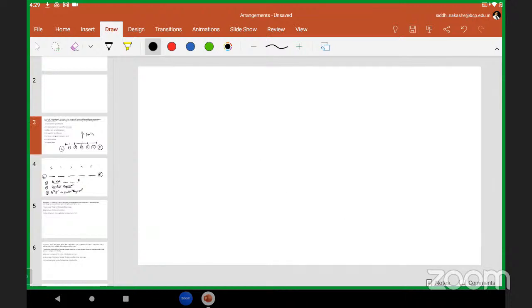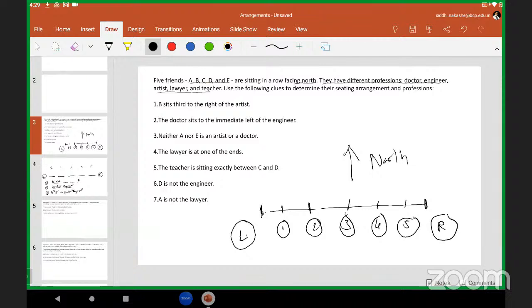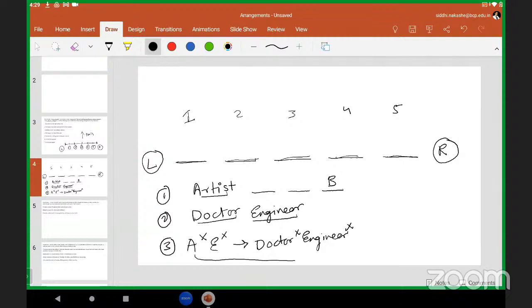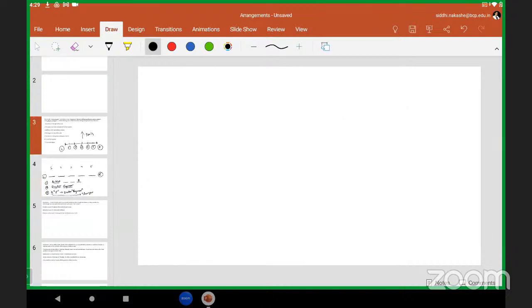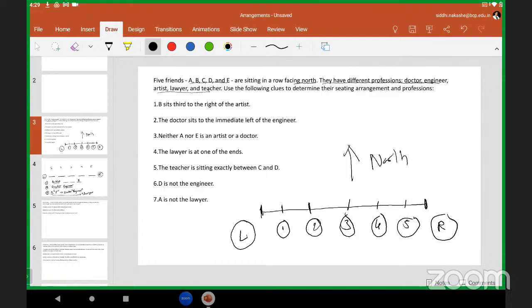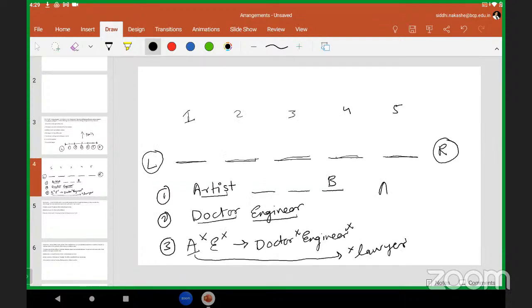Okay. So the lawyer is at one of the ends. And A is not the lawyer again. Here it is, A is also not the lawyer. For A, we can again write down that A is not a lawyer as well. So that means A can be an artist or the remaining profession, which is teacher. So from this we can get that A can either be a teacher or an artist.